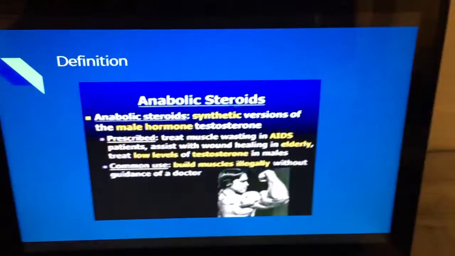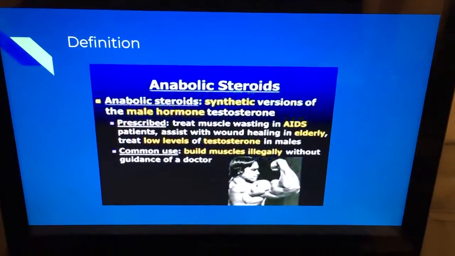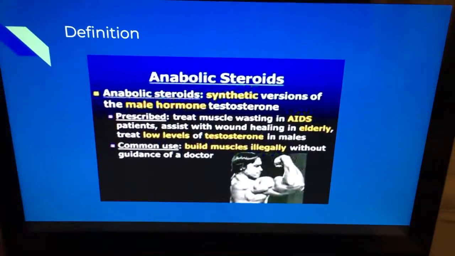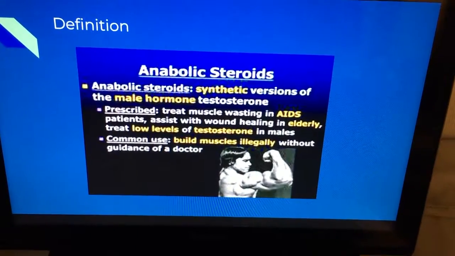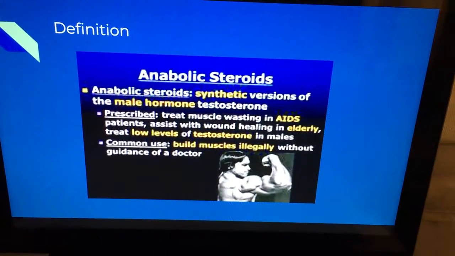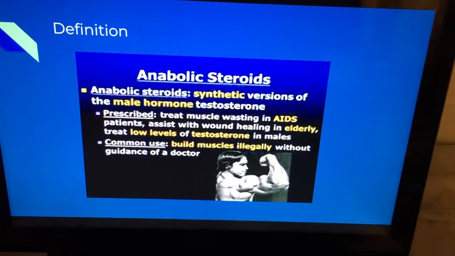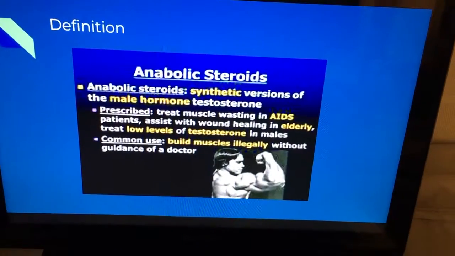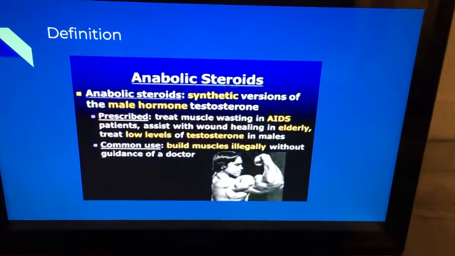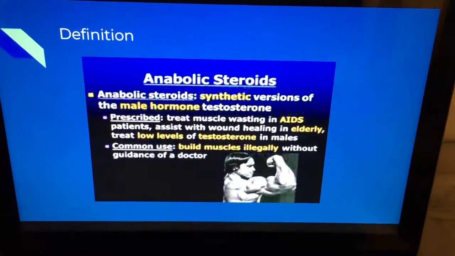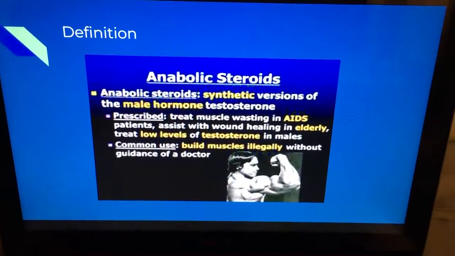So what are anabolic steroids? They are synthetic versions of the male hormone testosterone, and they're medically prescribed to treat issues such as muscle wasting in AIDS patients. They also help with wound healing in elderly, and they treat low levels of testosterone in males. The common use for anabolic steroids is to build muscle illegally without the guidance of a doctor. Some common names for anabolic steroids are gear, juice, roids, and stackers.